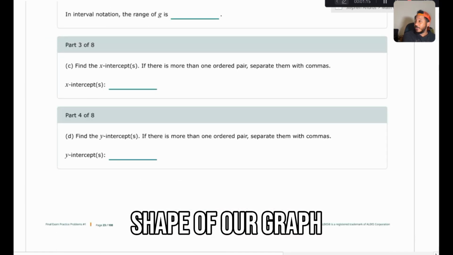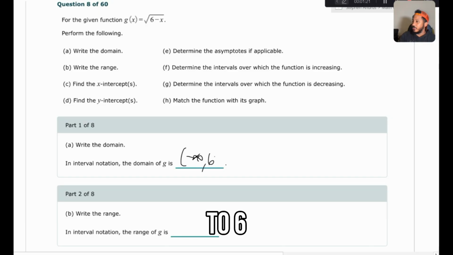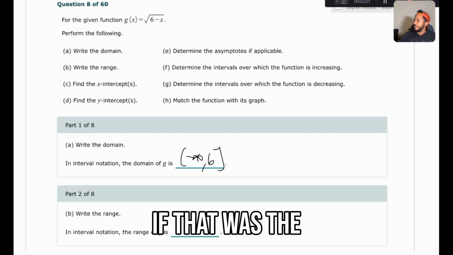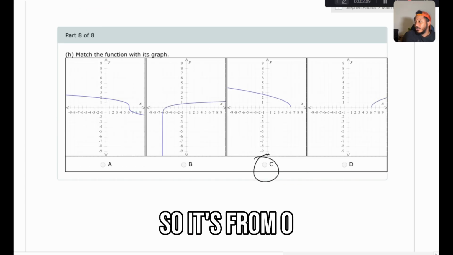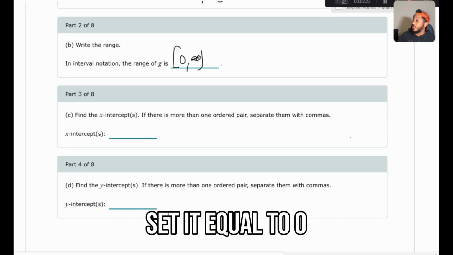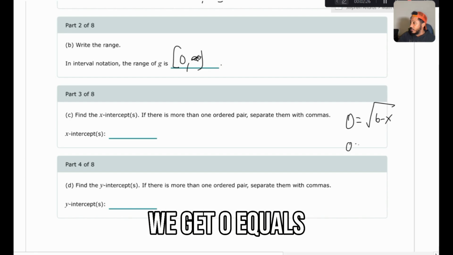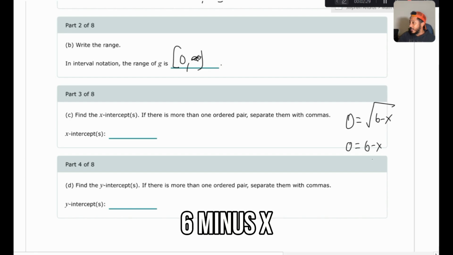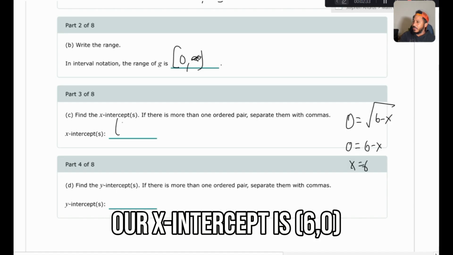So if that's the shape of our graph, then what's the domain? Well, we know it goes from negative infinity to 6, okay? Then what's the range there? Again, if we go back to the graph here, you can see the range is from 0 to infinity. And for the x- and y-intercepts, to find the x-intercept, set it equal to 0. So 0 equals the square root of 6 minus x. Squaring both sides, we get 0 equals 6 minus x. Then adding x, we get x equals 6. So that would be our x-intercept, (6, 0).